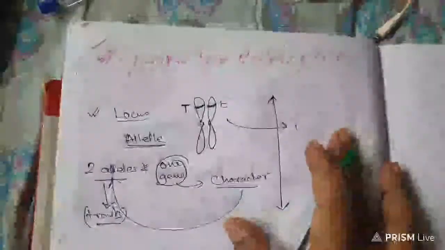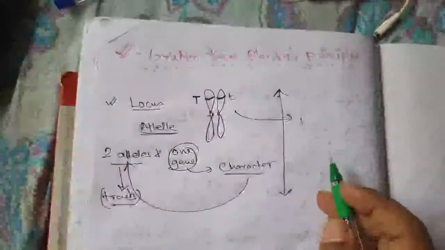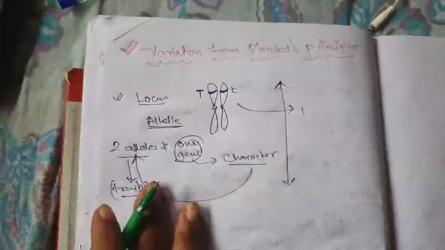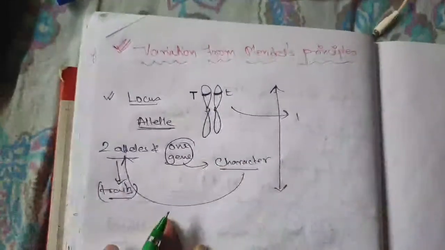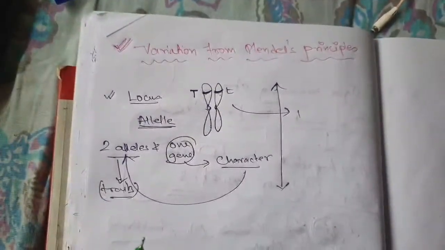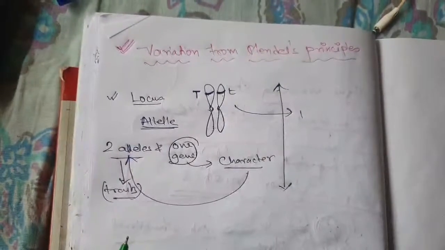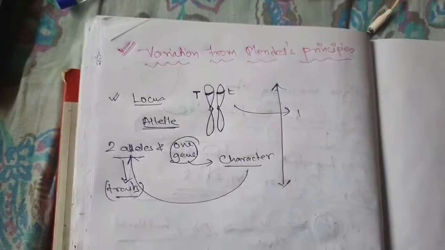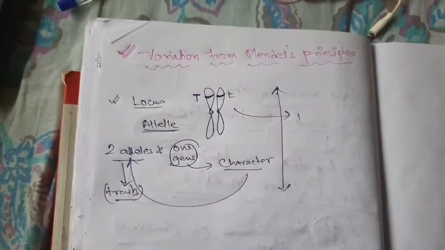Okay, so today we will do the topic variation from Mendel's principles. You know that Mendel has given certain principles which you have understood and learned, and today we will learn about the variations of Mendel's principles. And to understand this variation, we have to understand certain terms.